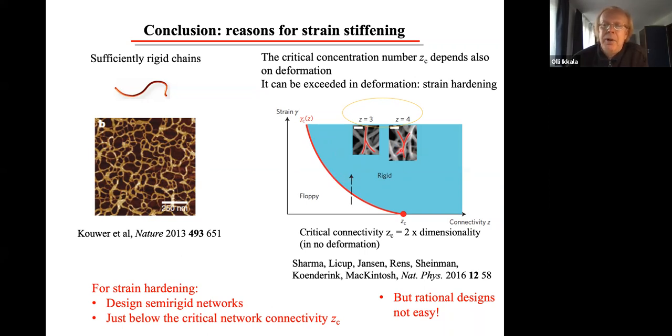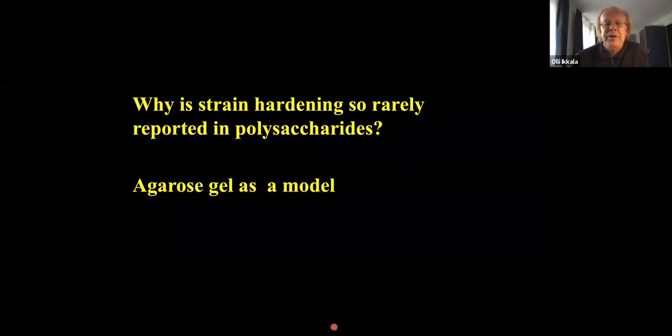Here is, for example, an electron microscope picture with junction number 3, and here is junction number 4. So in summary, for strain hardening, design semi-rigid networks just below the critical network connectivity, and then you deform. Simple, but it is not so simple to make it rationally.